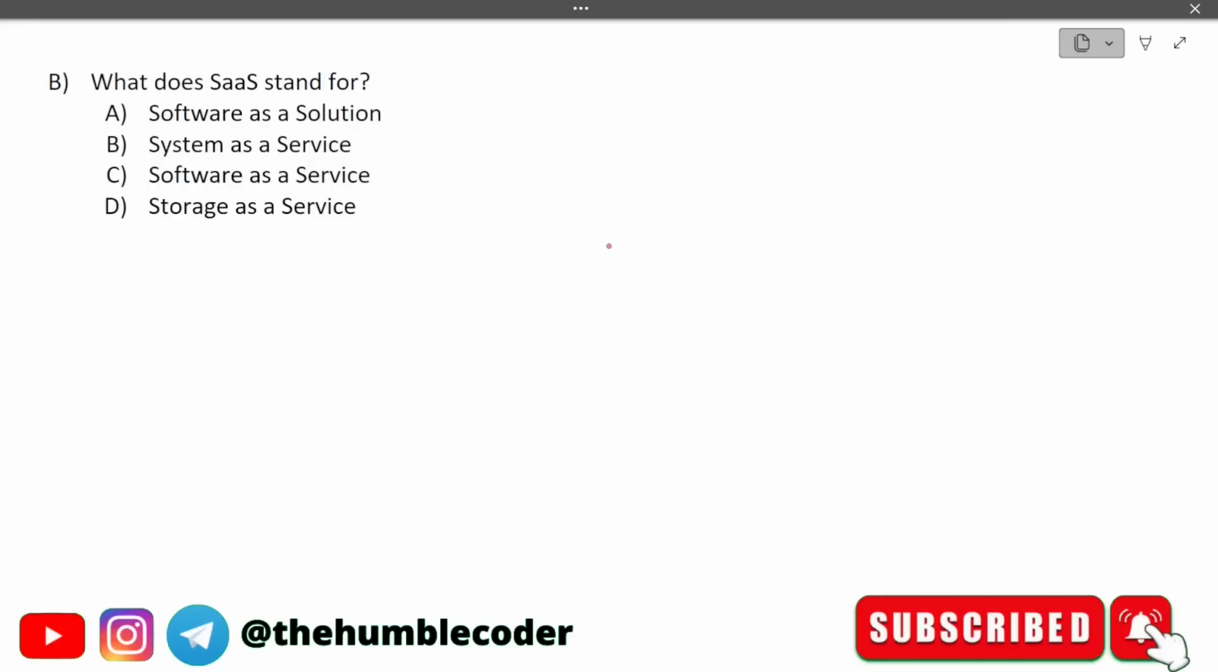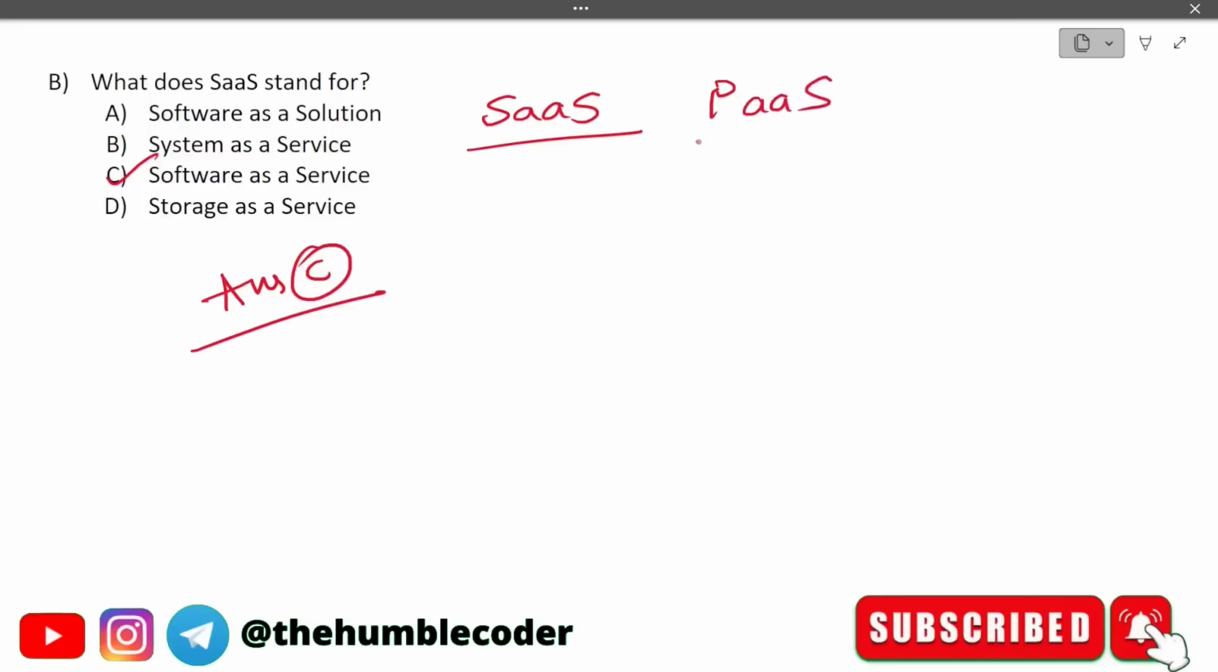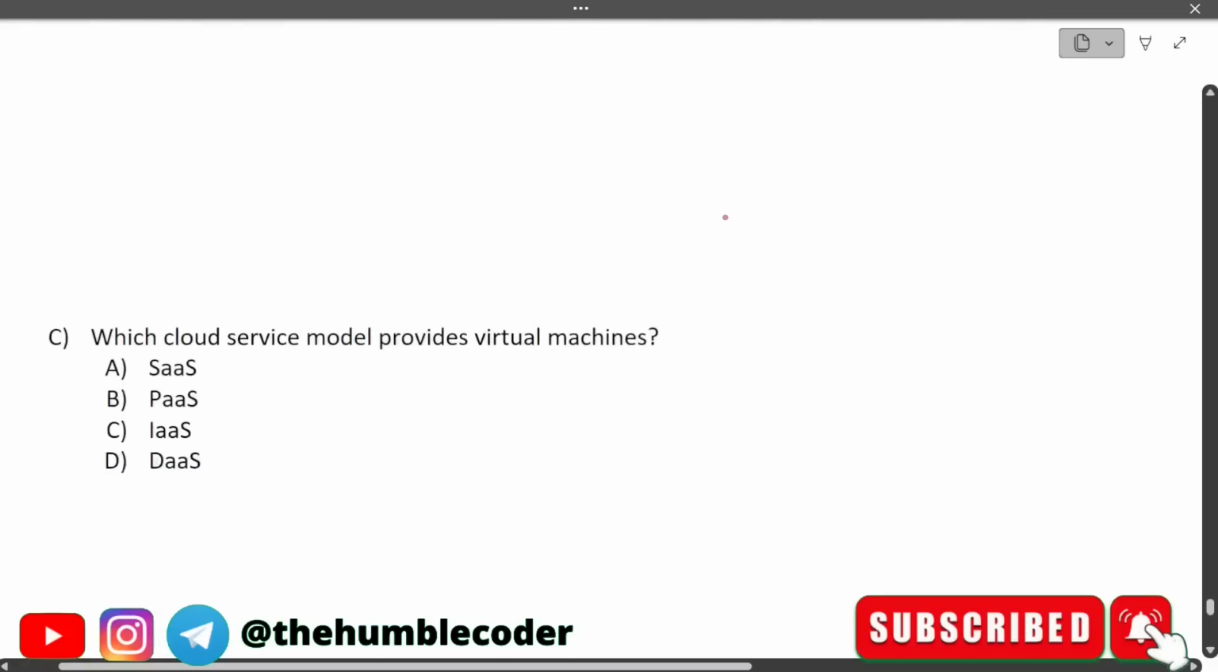Let's see this question, which is, what does SaaS stand for? The options that we have are software as a solution, system as a service, software as a service and storage as a service. The correct answer for this question is option number C, which is software as a service. We have different things like PaaS, SaaS and IaaS. Where I stands for infrastructure, S stands for software, P stands for platform as a service. Moving on to the next question now.